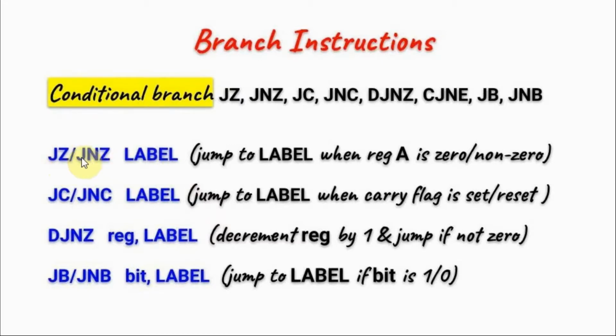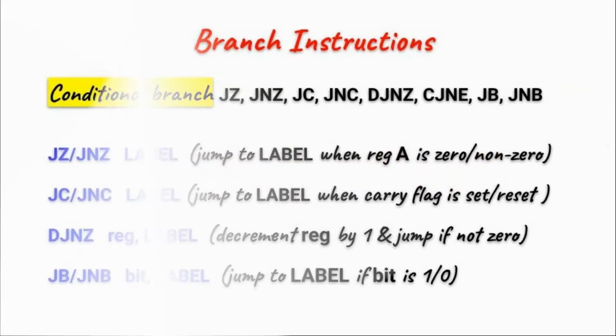This part is the opcode and this part is the operand, which is a label. So a jump on 0 label means jump to label when the accumulator is 0. Jump on no 0 label means jump to label when the accumulator is non-zero.